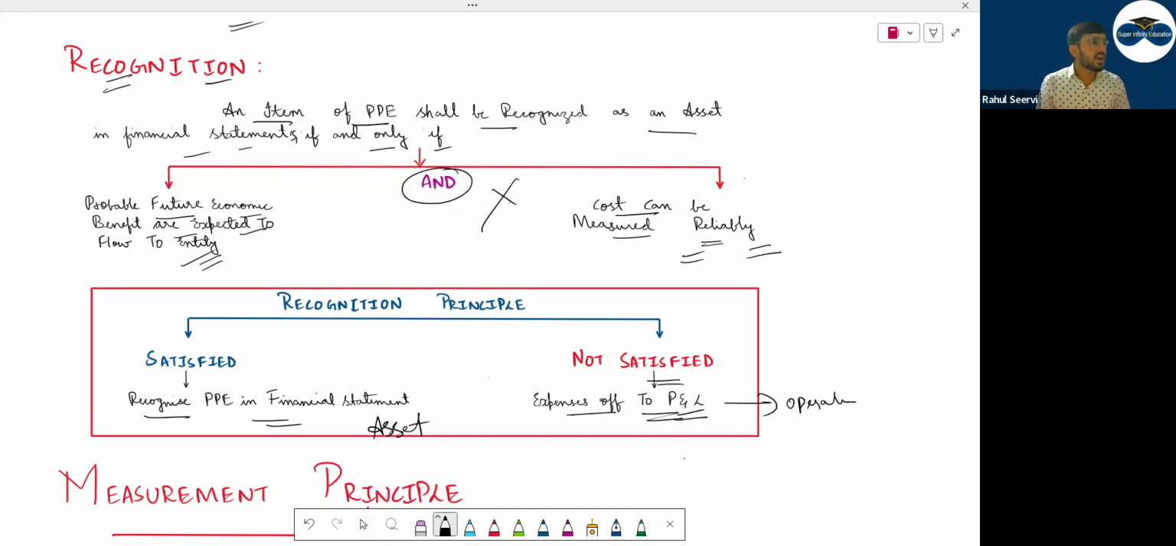Where will you record this? Under operating. You have to see again whether that expense is done for business purpose or not.